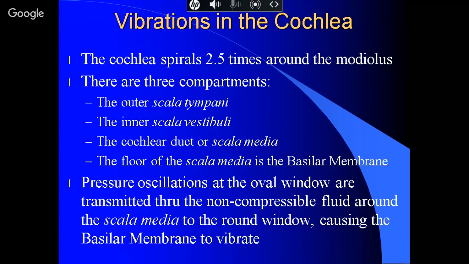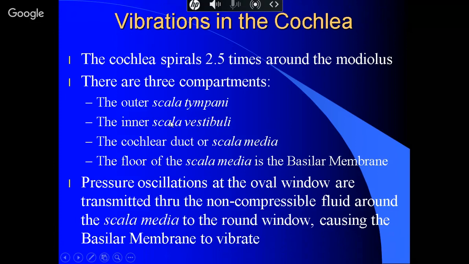The cochlea spirals around the modiolus. The modiolus is the bony part that forms the foundation for this spiral. There are three compartments that we care about. There's the scala tympani, which is the outer one, and an inner one, the scala vestibuli.